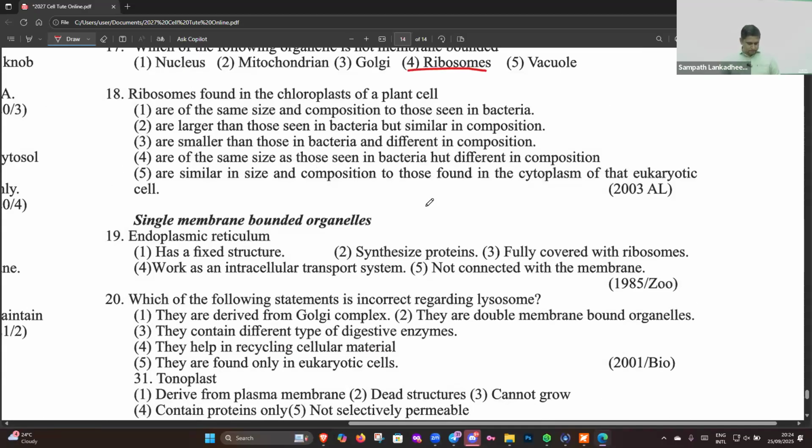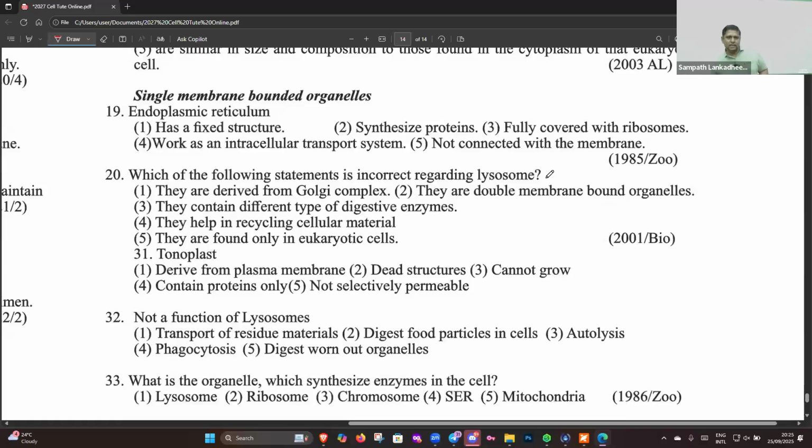Question number 18. Ribosomes found in chloroplast of a plant cell are the same size and composition as those seen in bacteria. Now people, bacteria have 70S ribosomes. Chloroplasts have 70S ribosomes too. So in bacteria and chloroplast, they have the same size and composition of ribosomes. I'm taking the first one as the answer because both are 70S ribosomes. So I think you understand this.